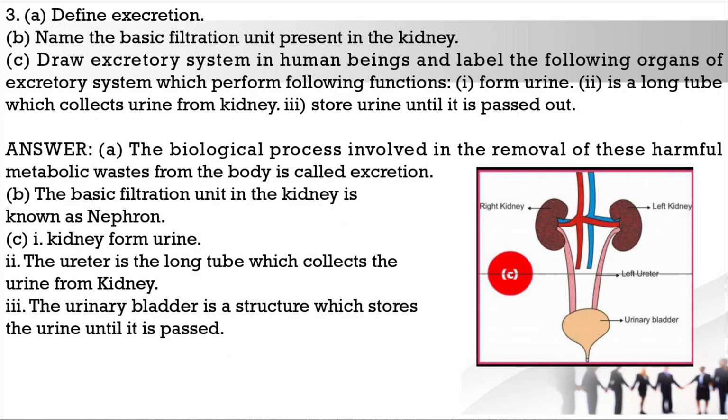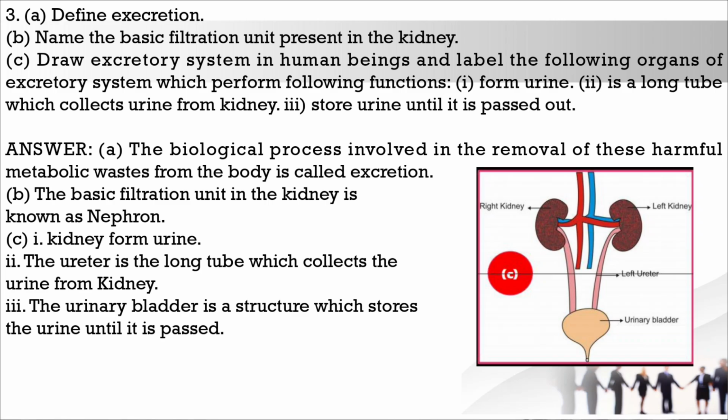Third, define excretion. B. Name the basic filtration unit present in kidney. C. Draw the excretory system in human being and label the following organs of the excretory system which perform the following functions. First, form urine. Second, a long tube which collects urine from kidney. Third, store urine until it's passed out.